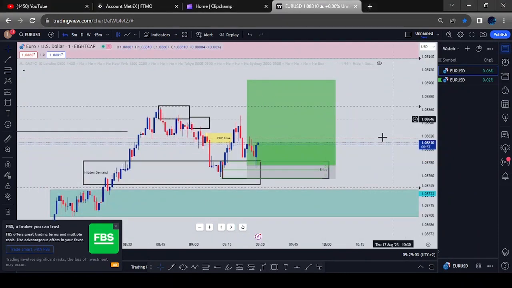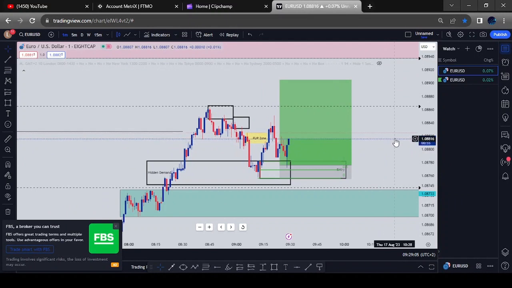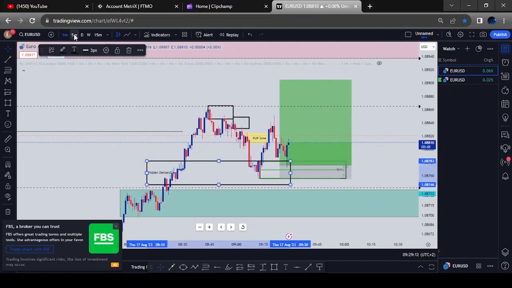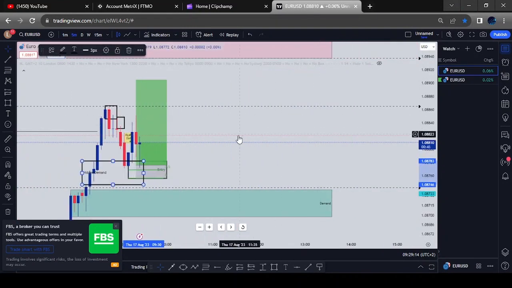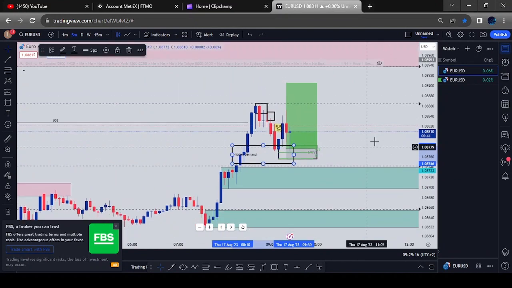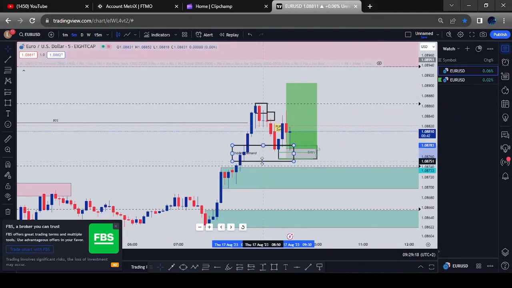Right, guys, just a quick update. All right, cool. As I was just talking about, this hidden demand zone on the 5 minute time frame, I don't really like it. I'm going to be honest with you, but it is there, and this is a common thing that I've seen happening time and time again.